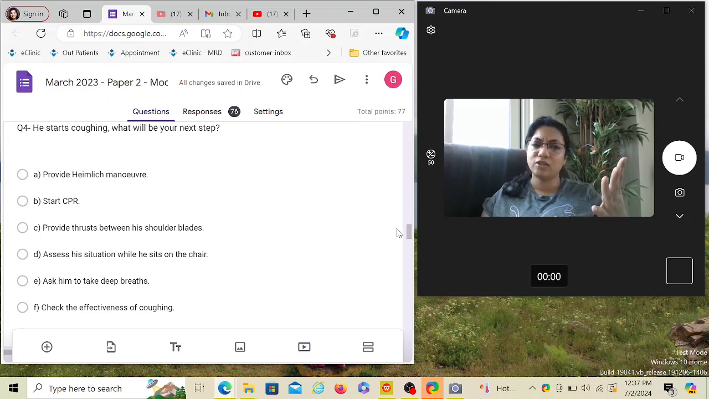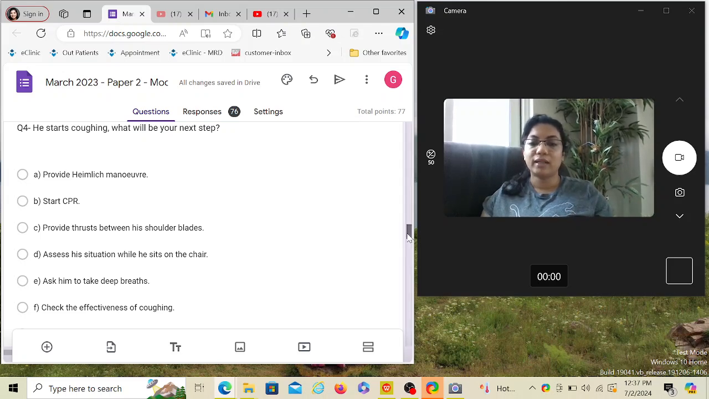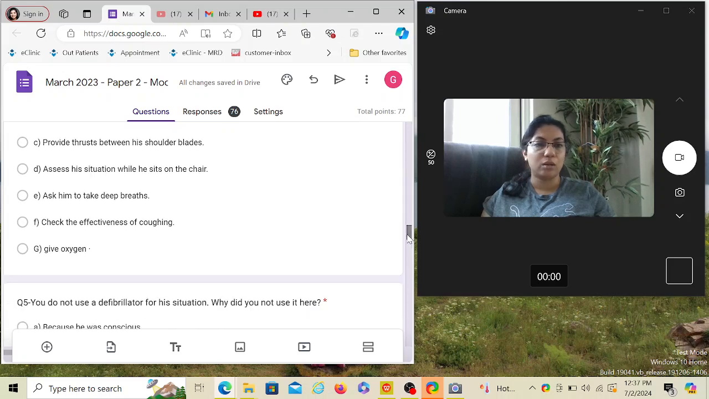Okay, I can choose this option. Ask him to take deep breaths. He's already trying to, so you're asking him to do that. It's not going to make any difference. Check the effectiveness of his coughing. How? And what would you do by checking the effectiveness of his coughing? He's already coughing. Give oxygen.